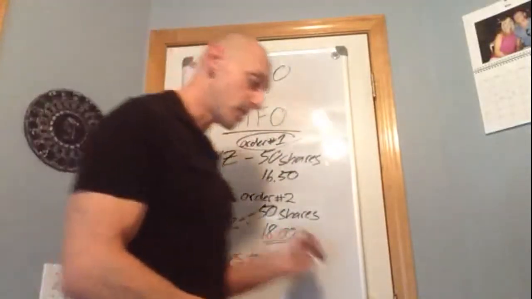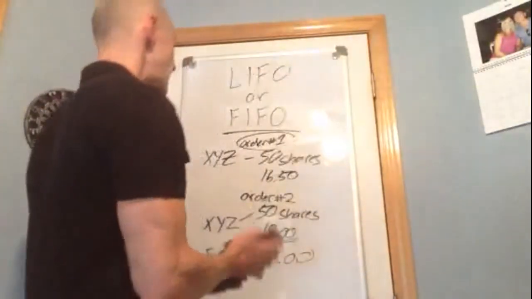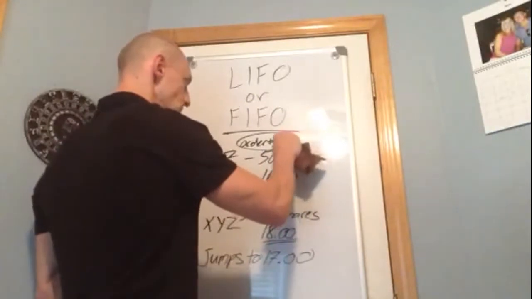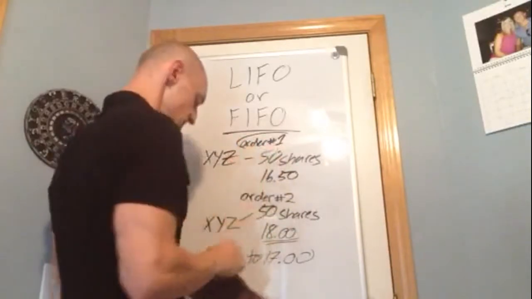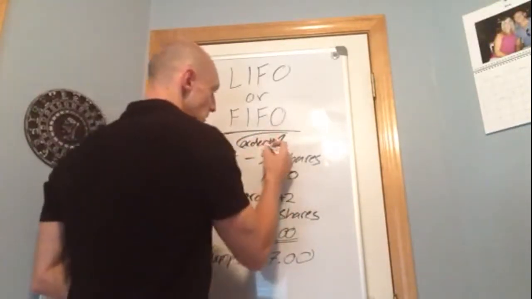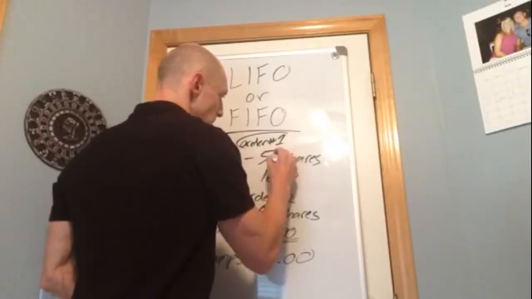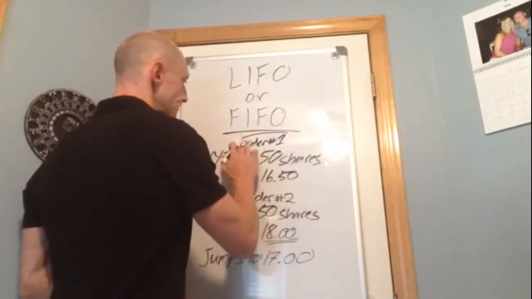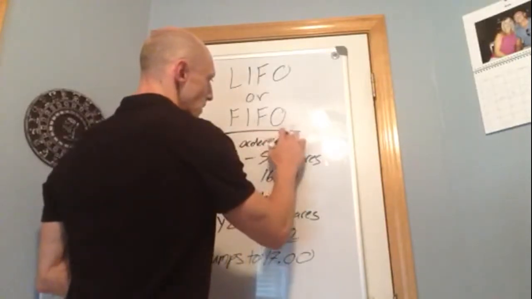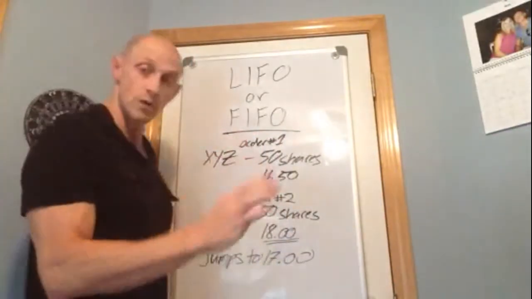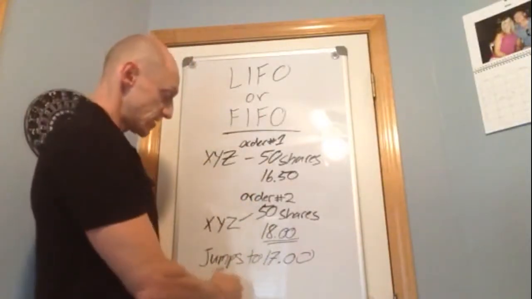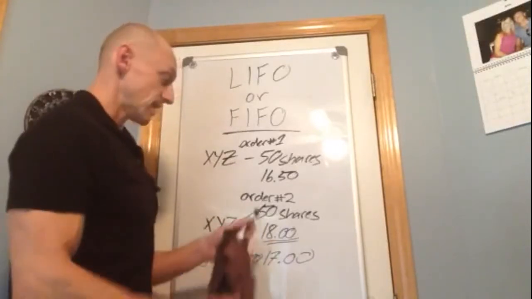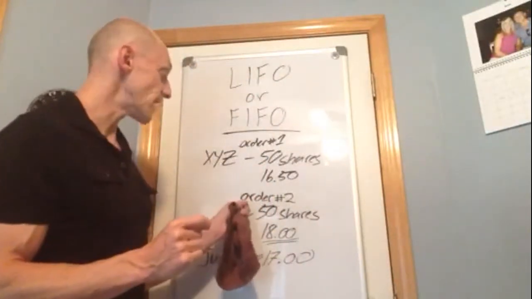Okay, now I'm going to explain the last in, first out real quick. So last in, first out is basically just the opposite of what I explained here. So order number 1, okay, that's your first order. If you're set up for last in, first out now, and let's say the price jumps to $17, this is important because order number 2 is your last order.